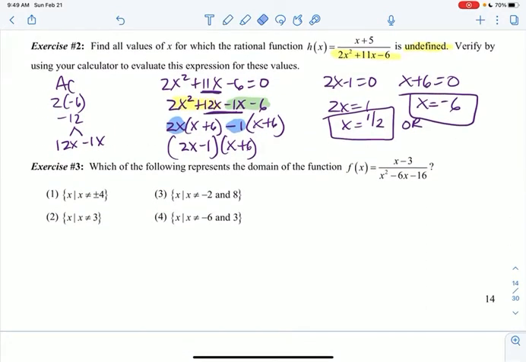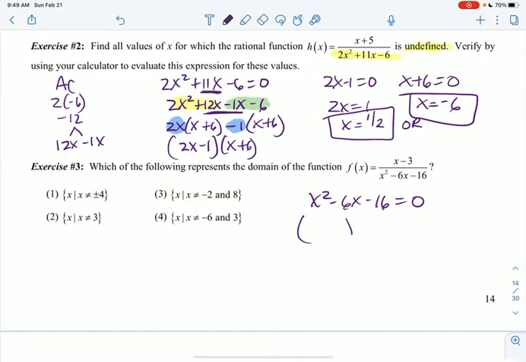All right, which of the following represents the domain of this function? The only problem that we have is when the denominator equals 0. So I'm going to take this denominator and set it equal to 0 and solve, because those are the values that cannot work.